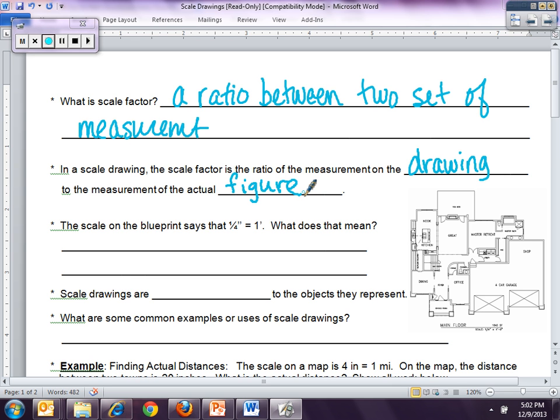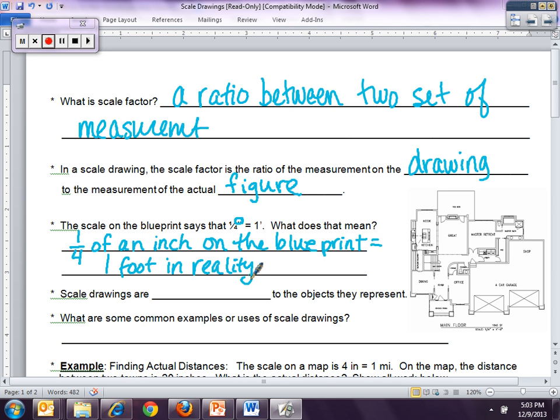All right, and the scale, so here's an example. The scale on the blueprint says that 1/4, and this double marks means inches, and this single one means feet. So this says that 1/4 of an inch on the blueprint equals 1 foot in reality. So if I drew a picture of my classroom, I could say that I used a scale of 1/4 inch to 1 foot, and I could make my picture a lot smaller.